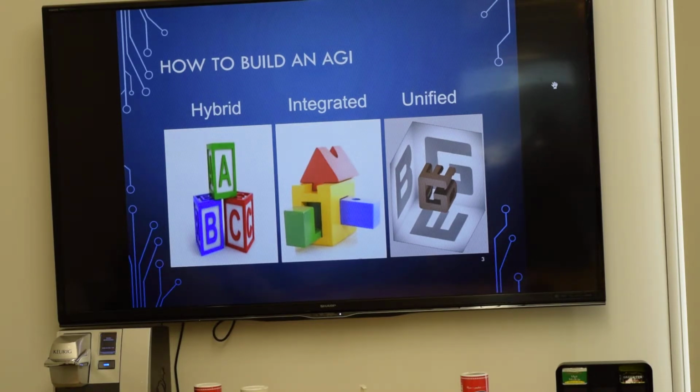The first one is what I call hybrid. This is typically the opinion of the mainstream AI people who are still interested in AGI. If you check the current faculty researchers doing AI, it's typically the case that you do vision, I do robotics, the other guy does natural language, and so on. Eventually, we put them all together into a general purpose system. That's what I call a hybrid approach.